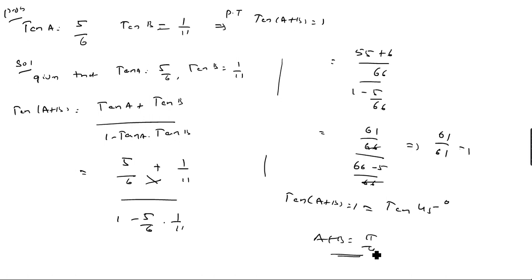So how do we solve this problem? Given that tan A equals 5 by 6 and tan B equals 1 by 11, we need to prove that tan of A plus B is nothing but, so we have to take tan of A plus B. What is that formula? Tan A plus tan B by 1 minus tan A and tan B. We substitute the values of tan A and tan B.